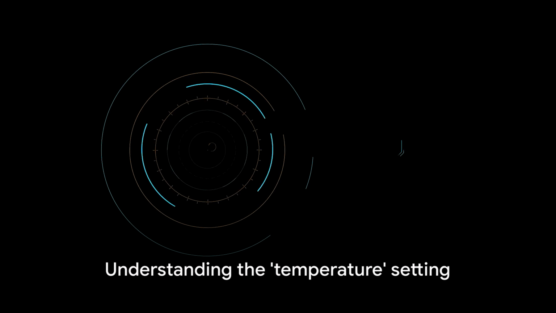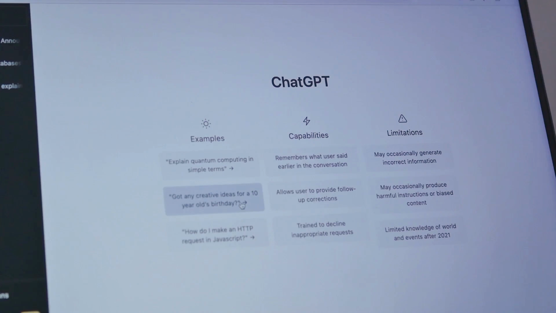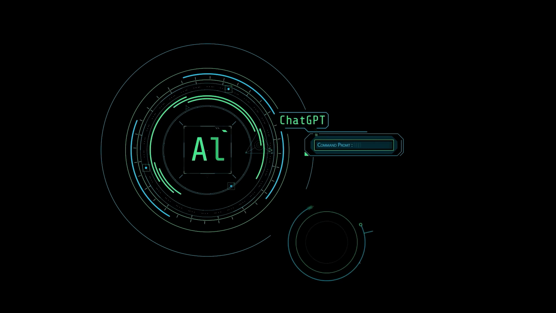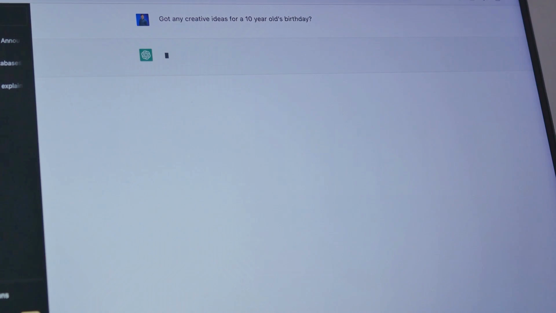The first trick to unlocking its potential is understanding the temperature setting. This controls the randomness of the AI's responses. Higher values produce more random outputs, while lower values yield more deterministic responses. Adjusting this setting tailors the AI's responses, making them as wild or as tame as you desire.